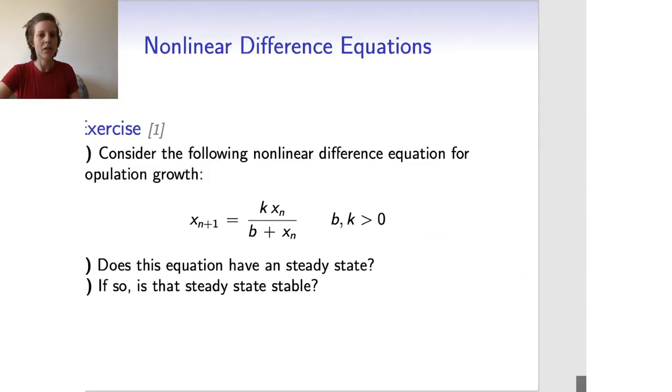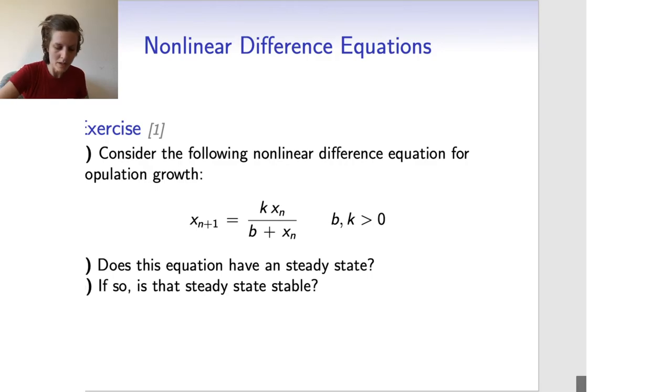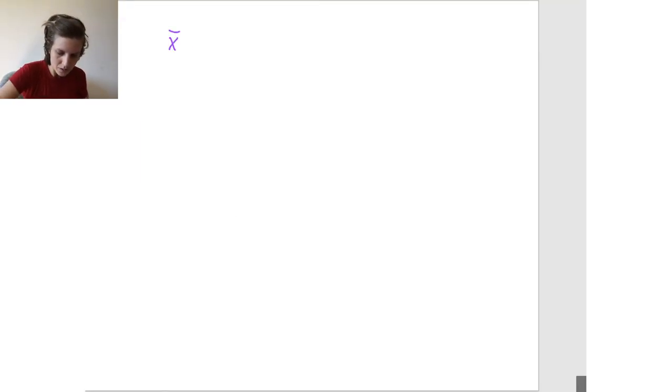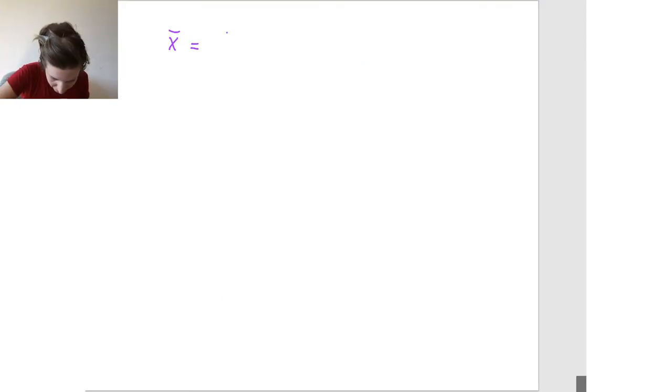And now comes some nonlinear difference equation. So the first question is, does this equation have a steady state? So in the steady state this happens, so it's k n and here it's b. No, it's wrong, it's b plus x bar.